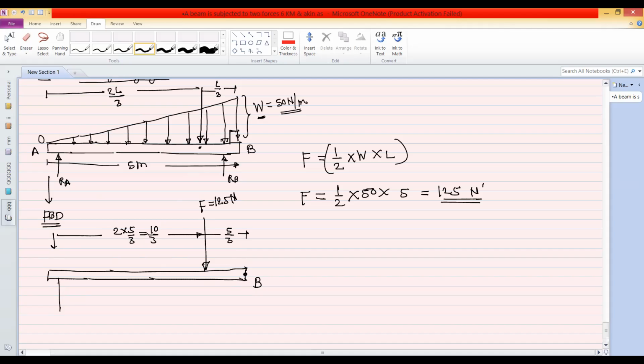So this is the free body diagram for this beam AB. And if there are supports, then these are the support reactions: RA, and this will be the support reaction RB. So this is the conversion of the UVL into a point load. I hope this point is clear: what is a UDL, what is a UVL, and how to convert UDL and UVL into a point load.